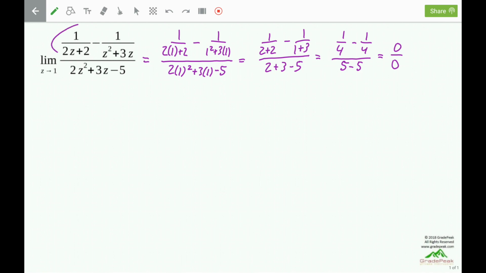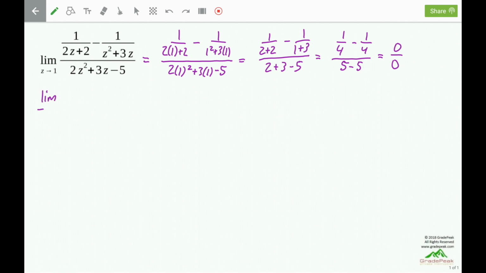Since we have fractions, specifically right here, we will need to get the common denominator between those fractions. Now the denominator in the first fraction is 2z plus 2, or 2 times z plus 1 if you factor the 2 out. The other one is z squared plus 3z, or z times z plus 3. And therefore the only common denominator is 2z plus 2 times z squared plus 3z. There's nothing smaller than that.